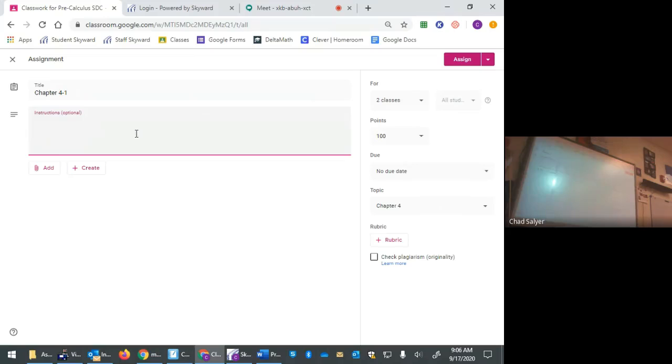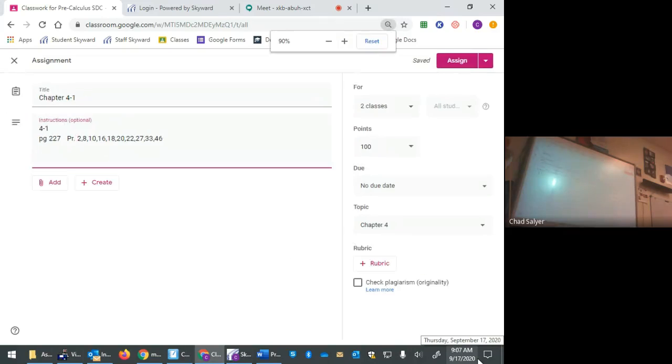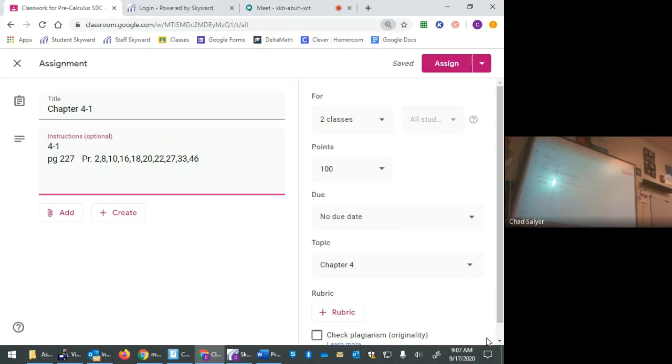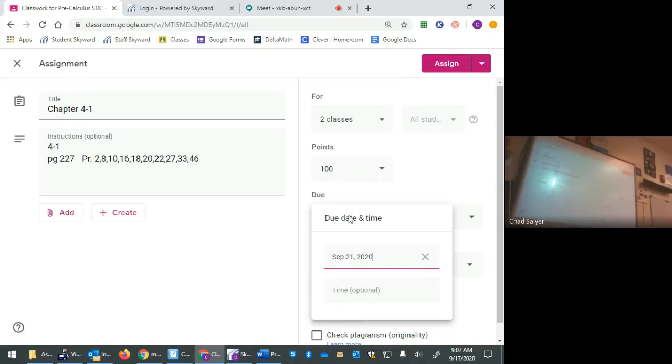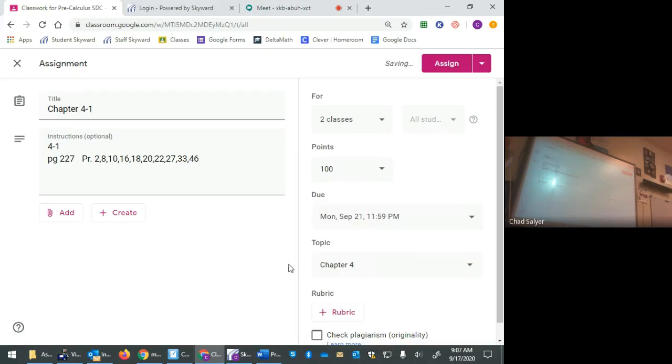Indeed. That's fine. So your task is going to be page 227, problems 2, 8, 10, 16, 18, 20, 22, 27, 33, 46. This seems like a lot, but these are pretty brief. This will be due on Monday at 11:59.